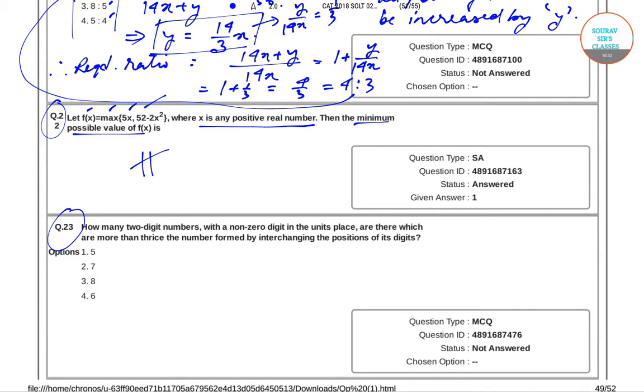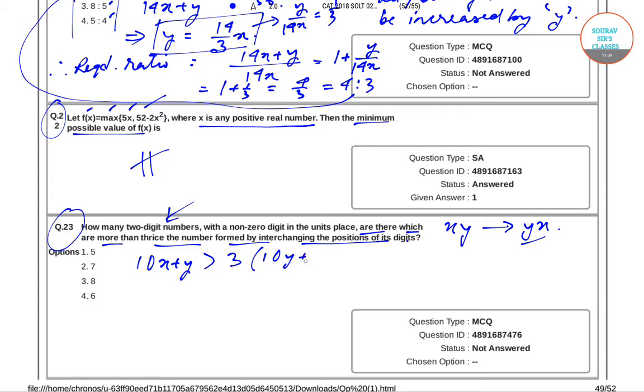Now we'll be doing question number 23. So in this question number 23, it has been said: how many 2-digit numbers with a non-zero digit in the units place are there which are more than thrice the number formed by interchanging the position of the digits. So if we have a number of the format xy, then after interchanging this becomes yx, and it has been said that the number xy is more than thrice the number yx.